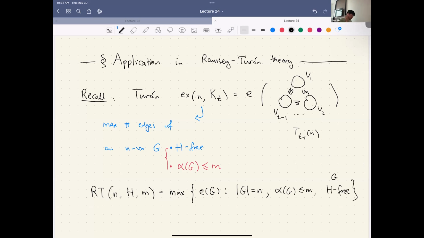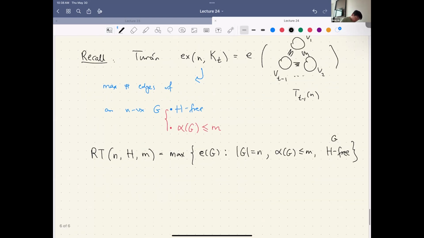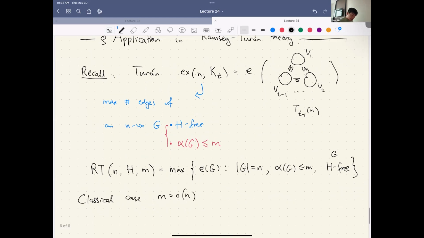Now the most classical case, which is the case we're going to look at, is when m is little o of n. So we do not require linear size independent sets. Here the little o(n) is quite informal. Let's define it rigorously. How do we define RT(n, H, o(n))?